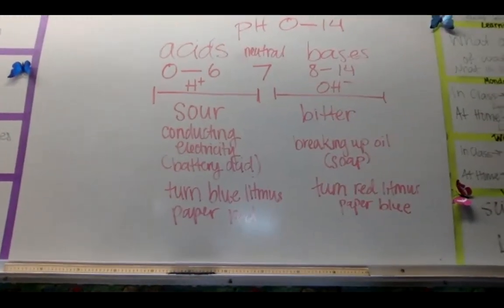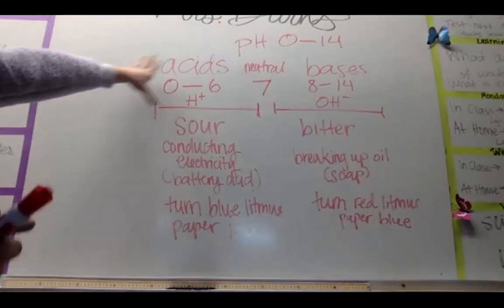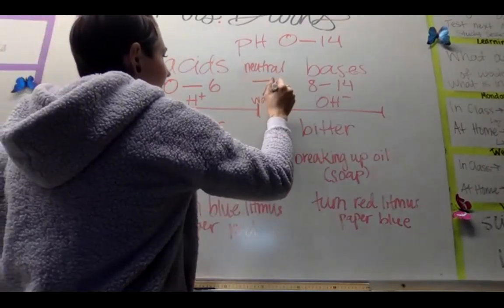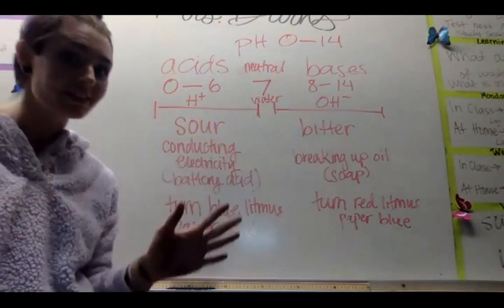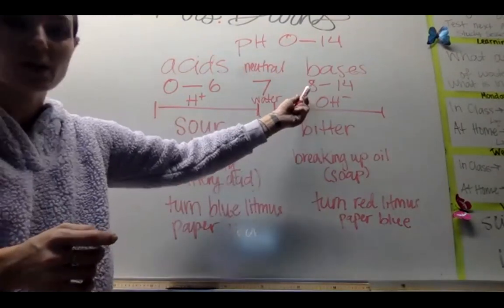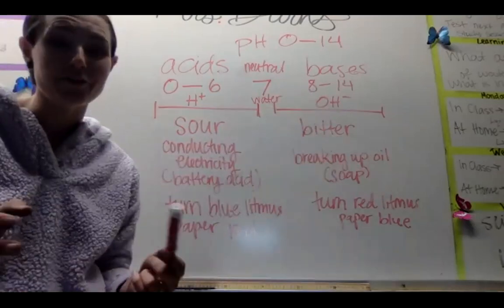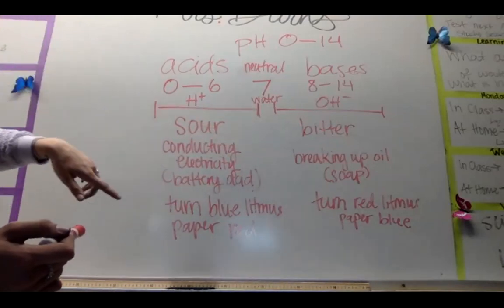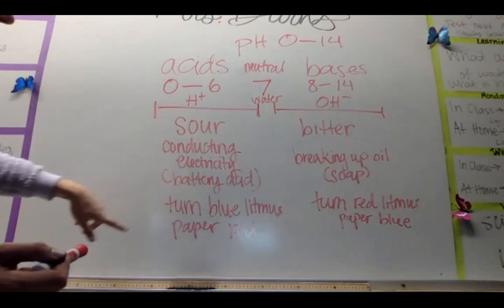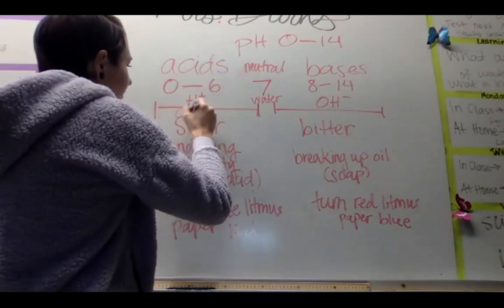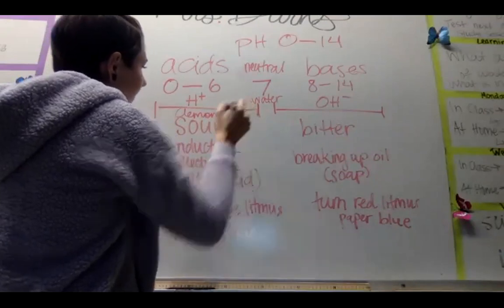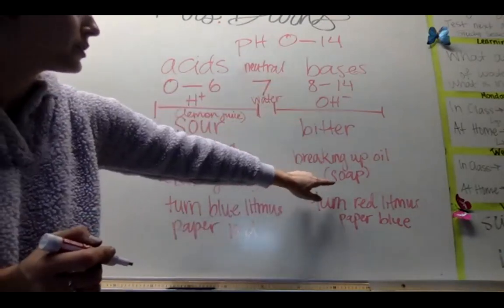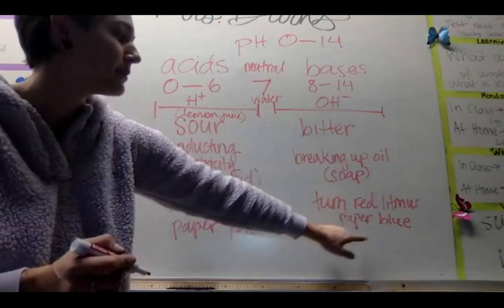That's okay. But yeah, so this is acids versus bases. Water is neutral. Depending on the water that you drink, if you have a fancy water, sometimes they make more basic or more alkaline water. They say it's healthier for you. The science is kind of out on that, but water is in the middle. Acids are sour. They conduct electricity. Examples of acids are battery acid and lemon juice, and they turn blue litmus paper red. Bases are bitter. They break up oil, so soap is a good example, and they turn red litmus paper blue.